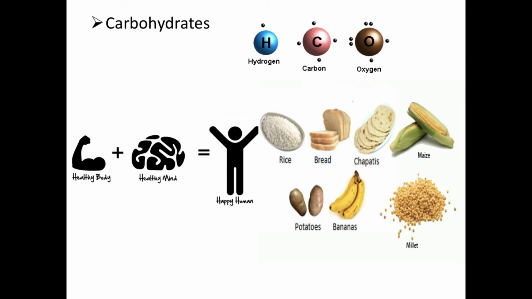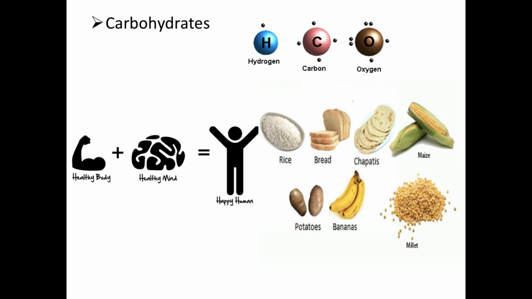Do you know which are the sources we get carbohydrate from? The carbohydrate in our food is obtained mainly from plant sources rather than animal sources. For example, rice, wheat, maize, potatoes, fruits, etc. are rich sources of carbohydrate.